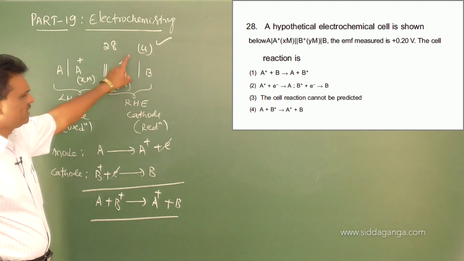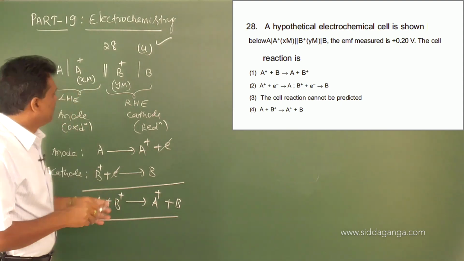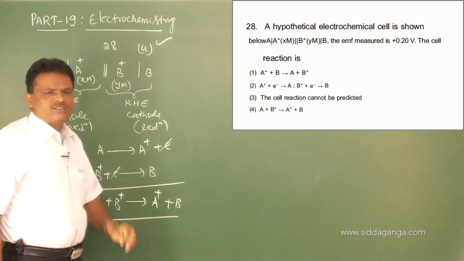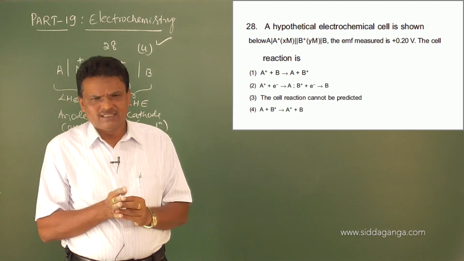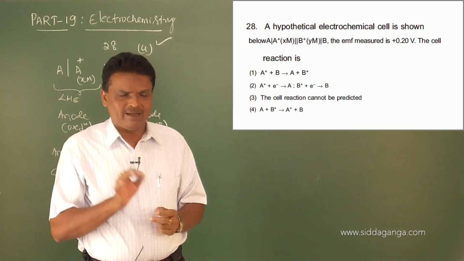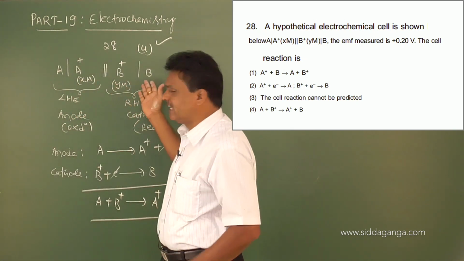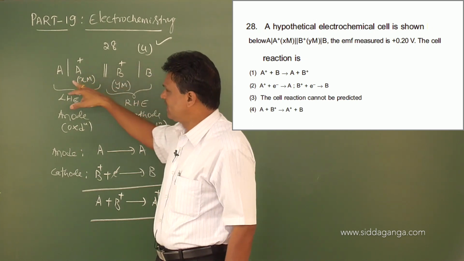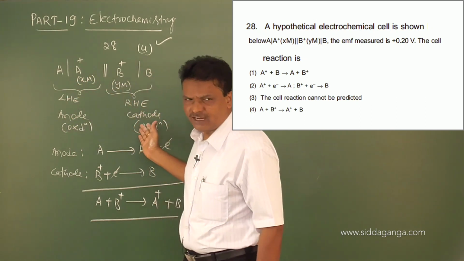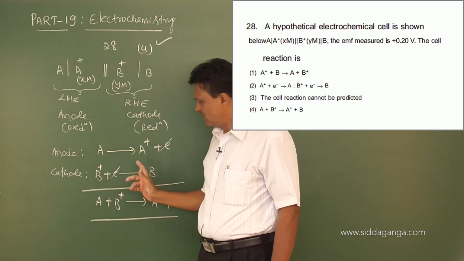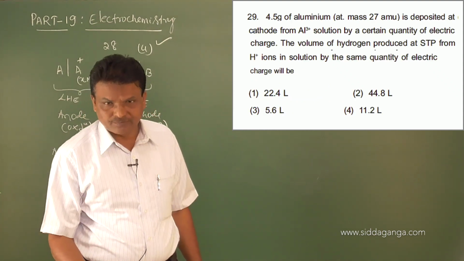Is that clear? Remember this well. Next, look at the cell representation. In the cell representation, the left hand of the cell is anode, and at anode oxidation reaction takes place. The right hand of the cell is cathode, and at cathode reduction reaction takes place. Is it clear? So this is the overall cell reaction. Next question.